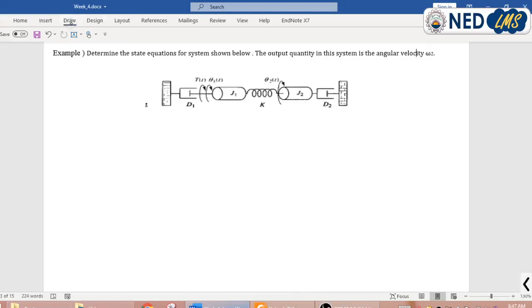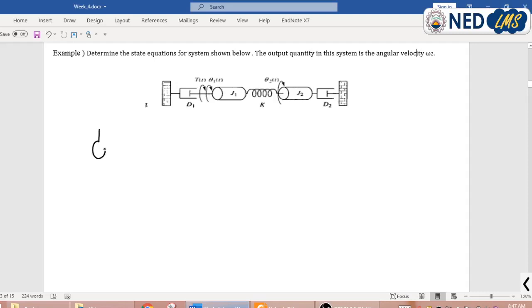This is our first mechanical rotational system, in which we want to determine the state equation of this system, and the output quantity is the angular velocity at this point, omega 2, theta 2, angular velocity omega 2. So for representing this system using state space representation, the first step is to draw a free body diagram. Here we have two nodes, theta 1 and theta 2. So start with the free body diagram.